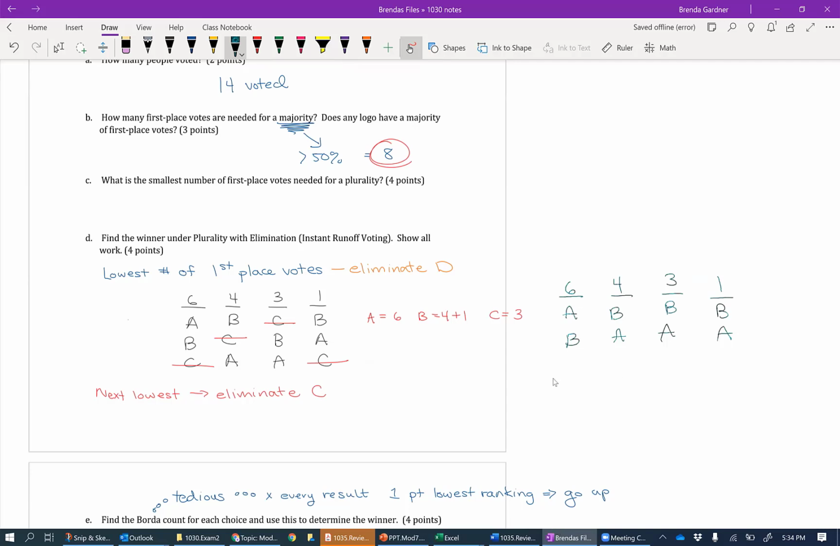And so we're looking at first place votes again. So A has 6 and B has 4 and 3 and 1, because they get all of these, right? And so they have 8, and 8 is a majority. So we declare B the winner. Okay, that makes a little bit more sense now. Thank you. Yeah, no problem.